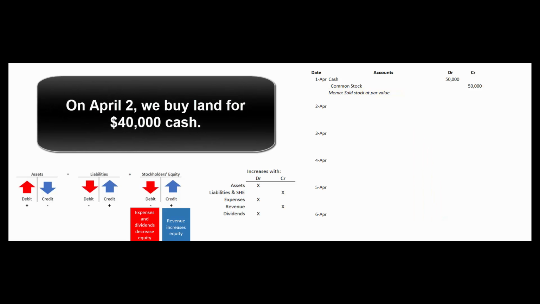Next, the corporation buys some land for $40,000. Land is an asset. It increases with debits. Cash is an asset. It increases with debits, which means it must decrease with credits. So let's pretend like that happened on April 2nd. Debit land for $40,000, credit cash for $40,000.